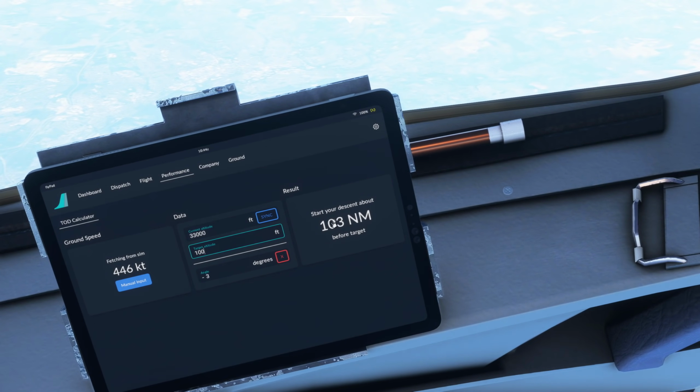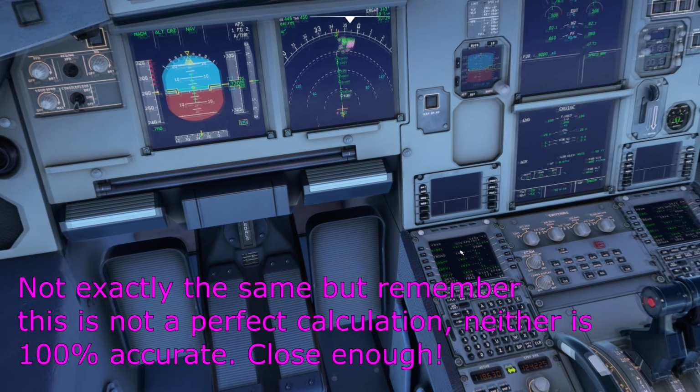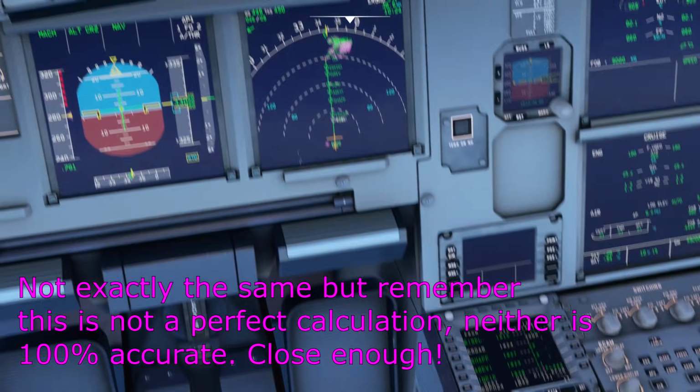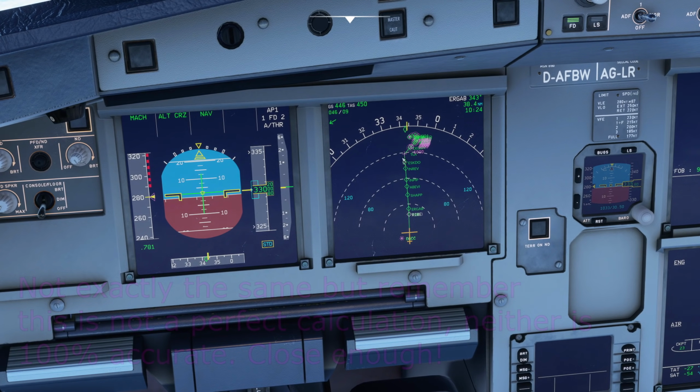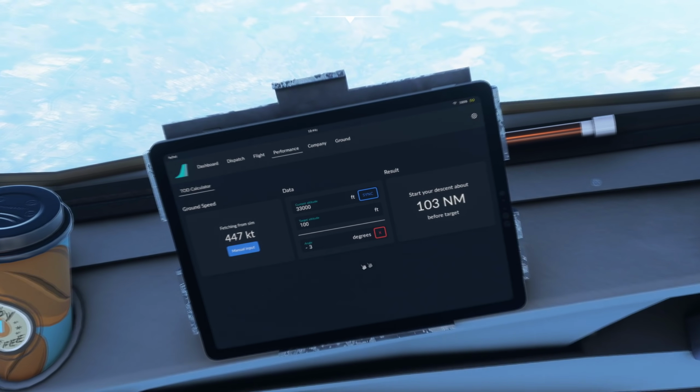So this distance, 103, which is pretty close to the same number I'd have come up with, is actually talking about your distance to run down here. Now, we must remember that we could get a shortcut, so we may not fly all of this, but if you're expecting to fly all of it, it's talking about your track miles. So there you go, it's a great little addition.